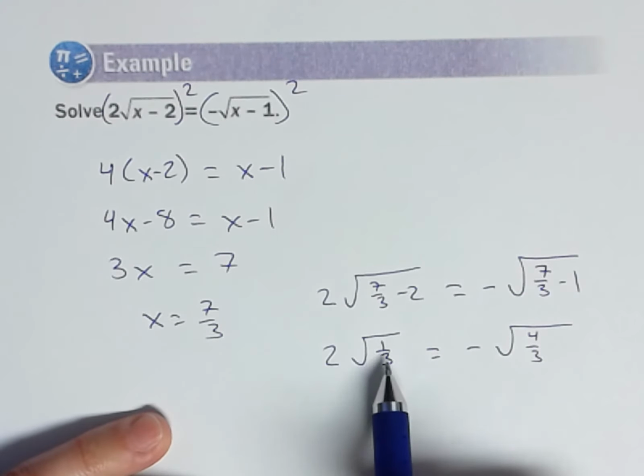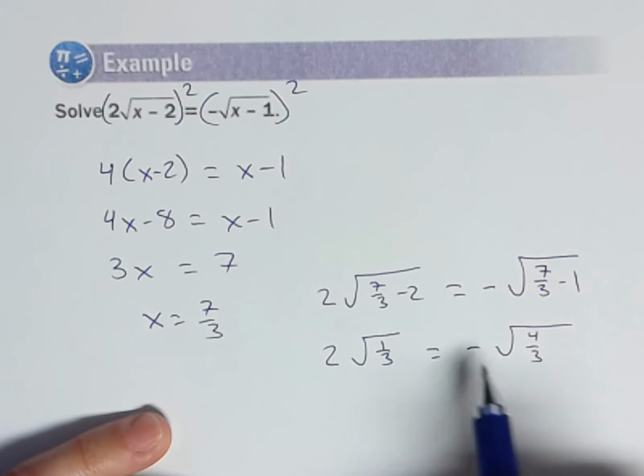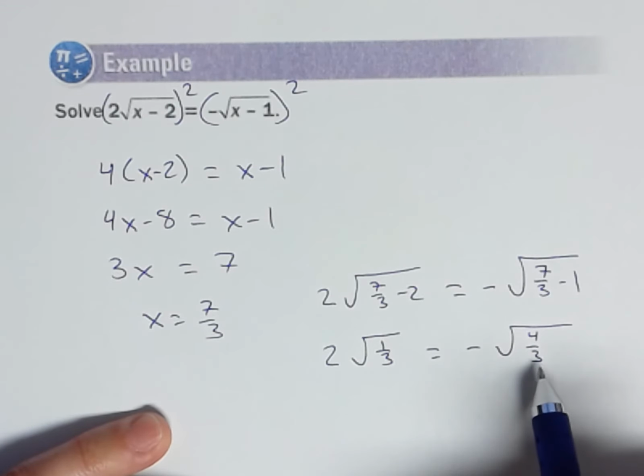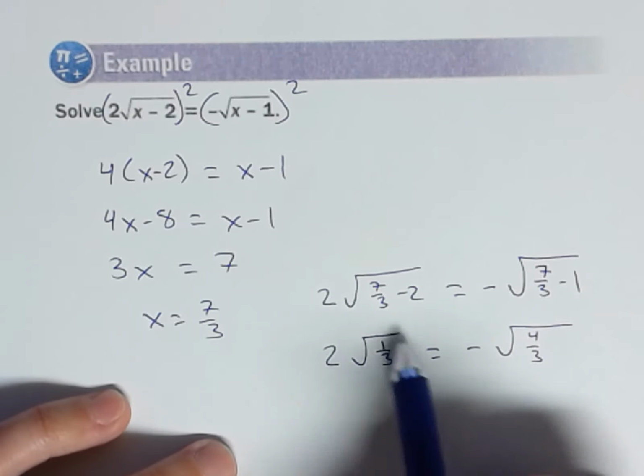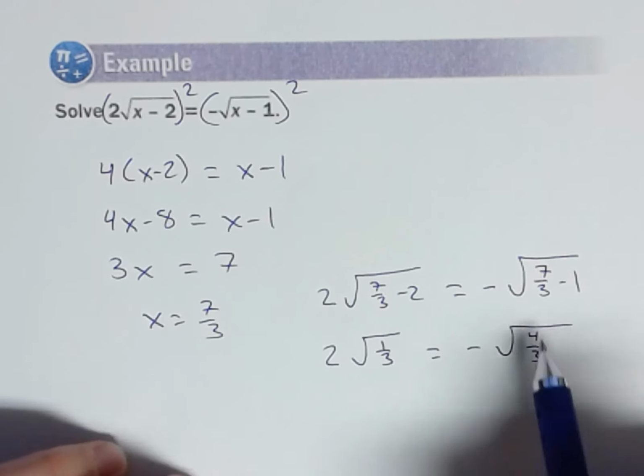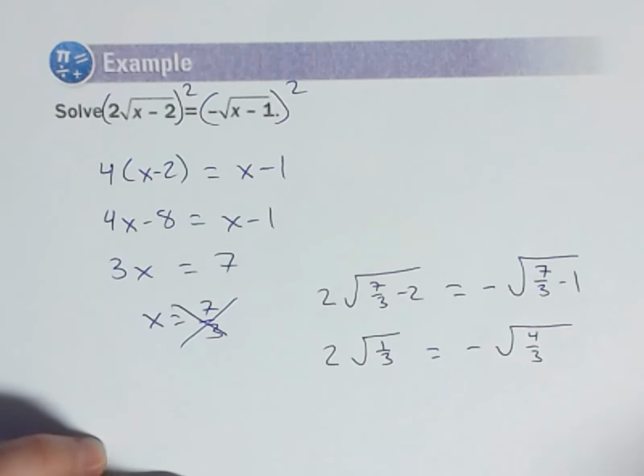2 times the square root of 1/3 equals negative square root of 4/3. Well, there's no way that that's possible, right? This is a positive number equals a negative number, and so, hey, there wasn't a solution to that one. That's why we always need to make sure we go and check those.